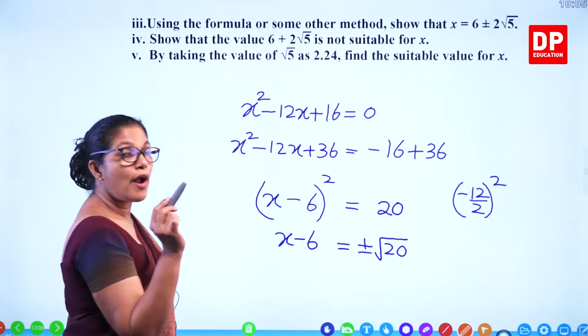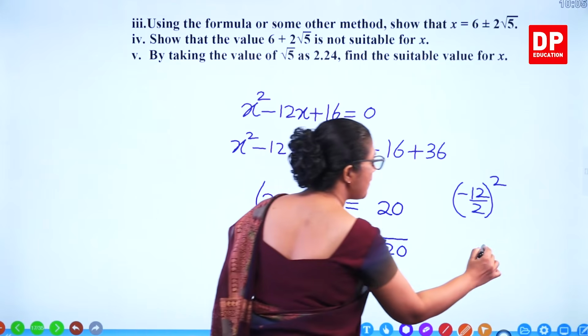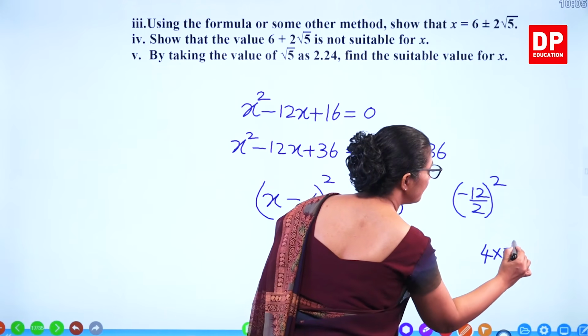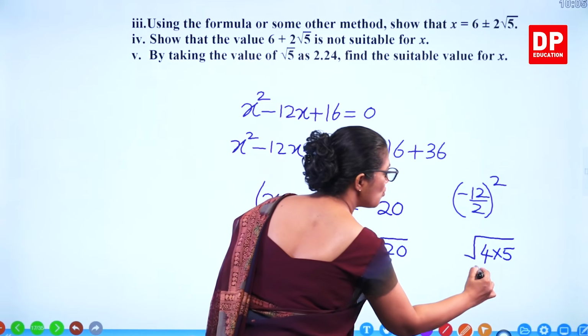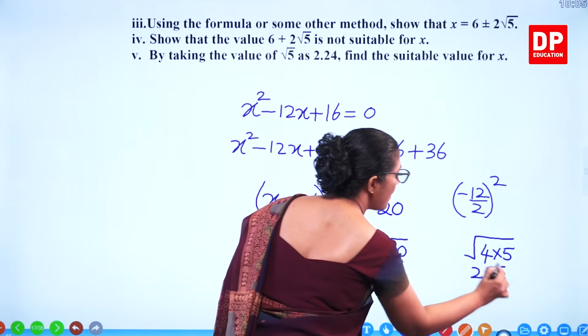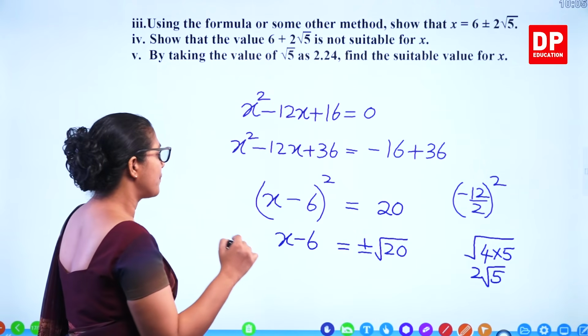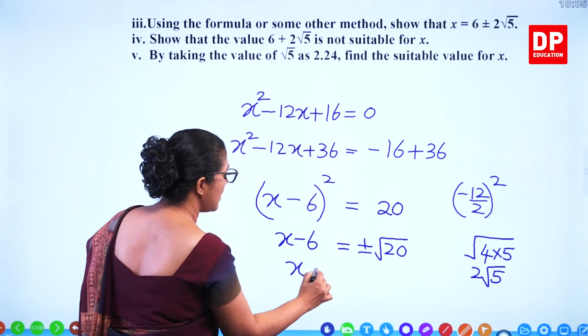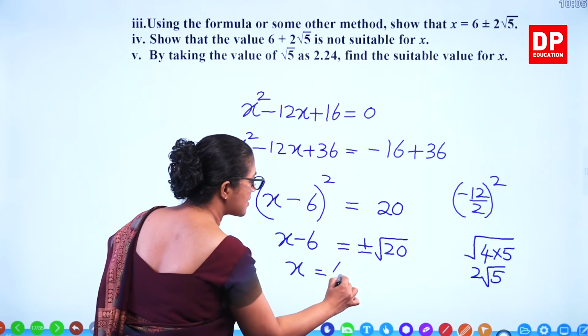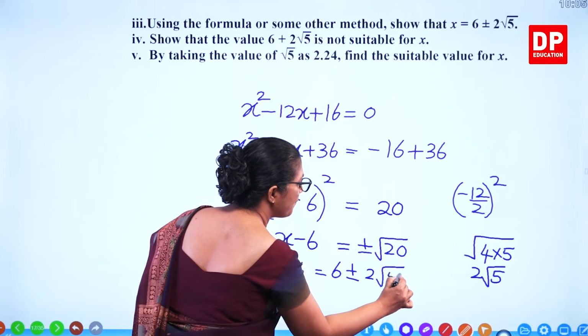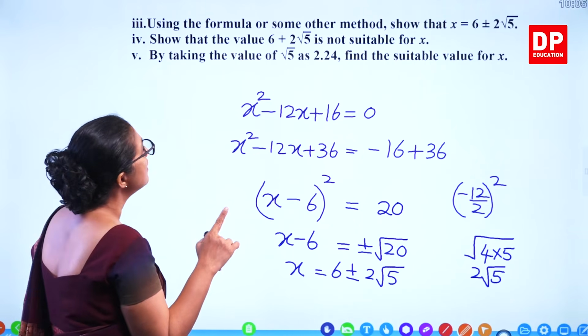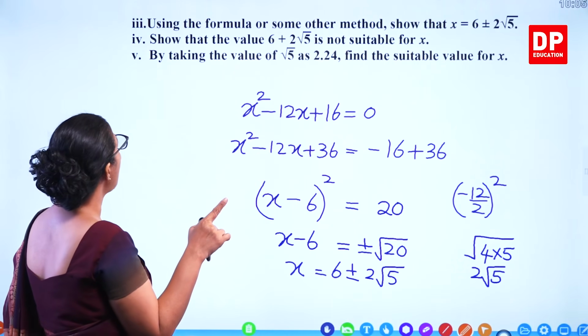How can you write square root 20? 20 I can write as 4 times 5. So, square root 4 is 2. So, I can simplify and write 2 root 5. So, x is 6 plus or minus 2 root 5. So, that's the x value. So, that's the third part.